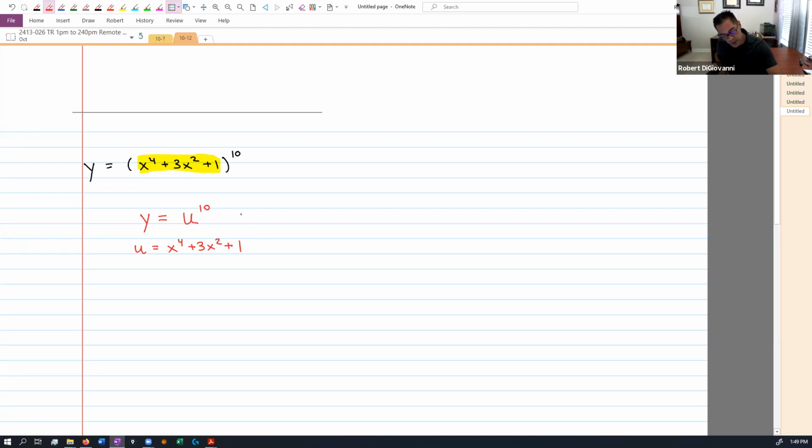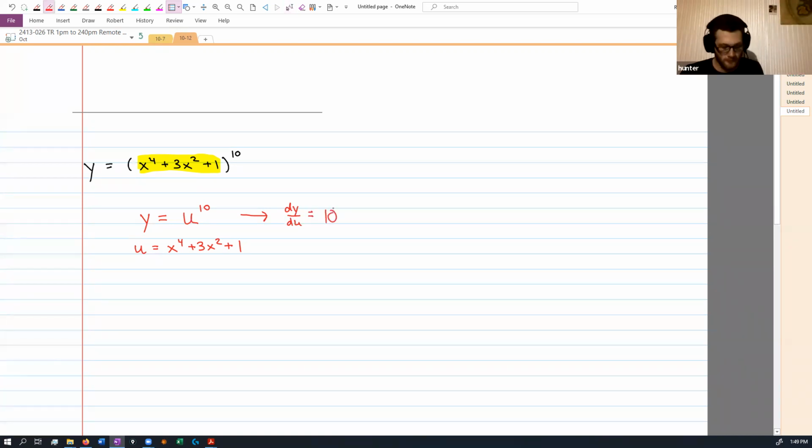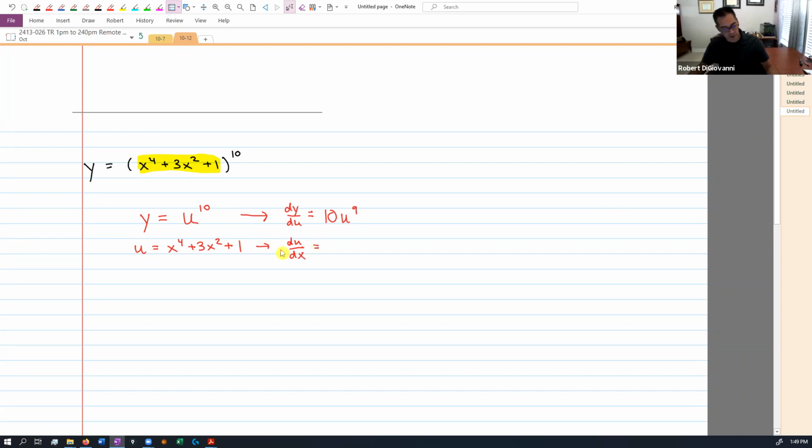And then he would take the derivative of these. The two variables in this first one are y and u. So he would figure out what dy du is. What is dy du? 10u to the 9th. And then figure out what du dx is, which in this case would be the derivative of this, which is just 4x cubed plus 6x.